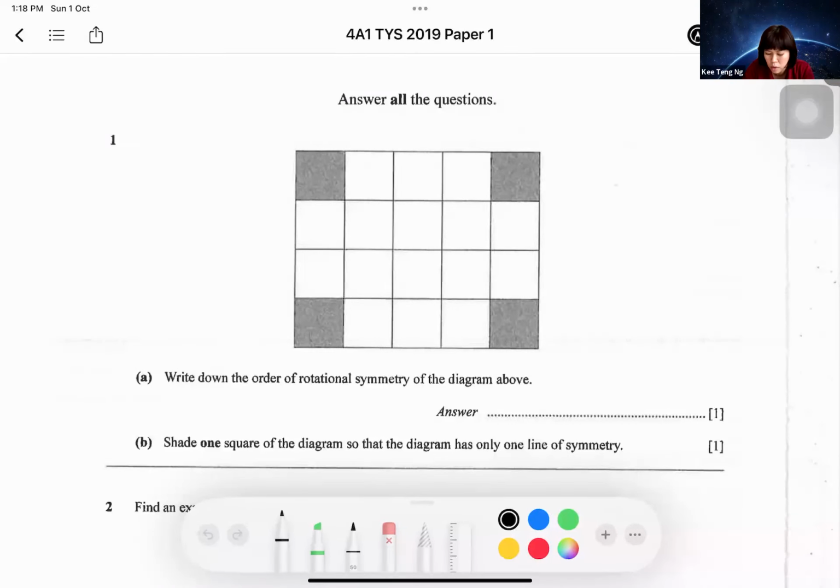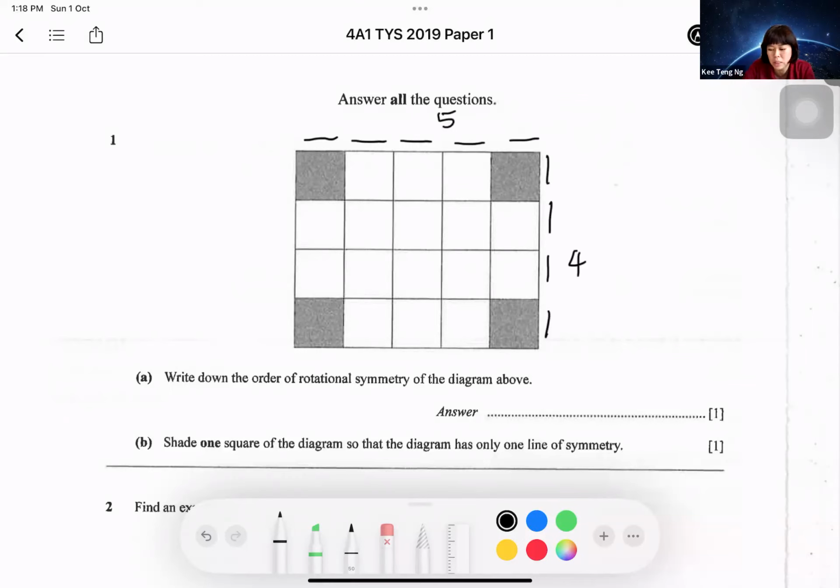But please note, what do we have? 1, 2, 3, 4, 5. This length is 5, and this length over here, 1, 2, 3, 4, is 4 units. So if you were to rotate about it, this is actually like a rectangle. When you rotate a rectangle 180 degrees, you flip and go back to the same rectangle. Then you flip again, and at 360 you get back the original. So for a rectangle, the order of rotational symmetry will only be order 2.